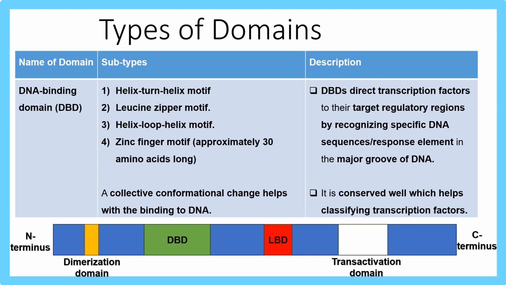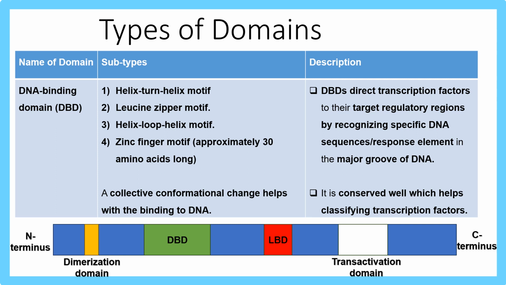Okay, so the DBD helps the transcription factors to specifically bind to the DNA sequences by recognizing these areas, especially in the major groove of the DNA. So we said the DNA structure is a twisted structure, and when you have a twisted structure, you have a larger gap and a smaller gap. The larger gap is known as the major groove, the smaller gap is known as the minor groove.